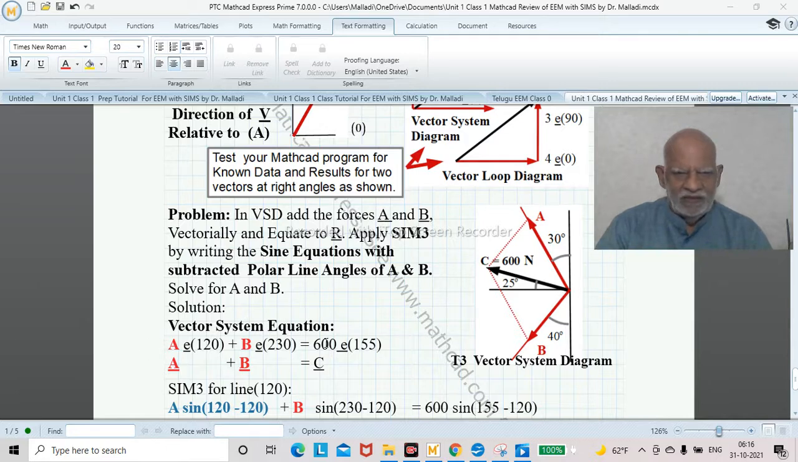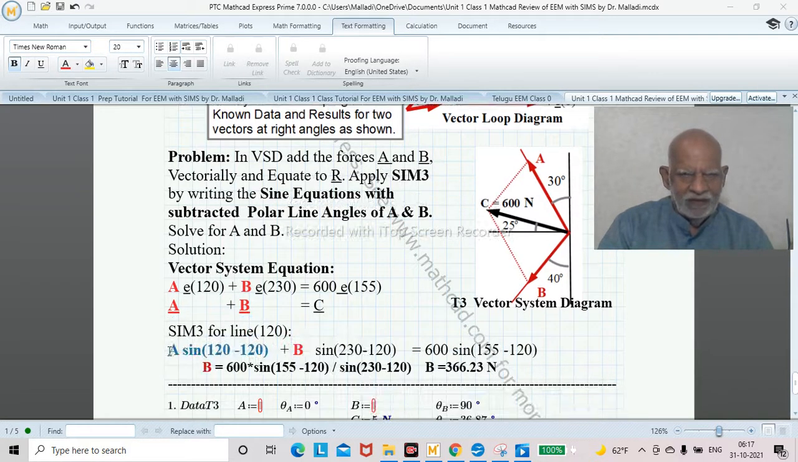So the vector system equation is A. See, understand here: A is 90 plus 30, so 120. A at 120, B at 230, see, 270 minus 40 is 230, and 155. So 180 minus 25 is 155. So vector A plus vector B is equal to C. Now sine 3 for line 120. So I am subtracting 120 here. Therefore this will become 0 and I calculate B like this. And this you can calculate using a calculator.